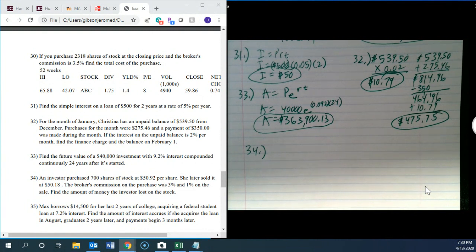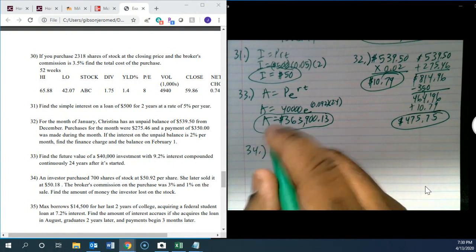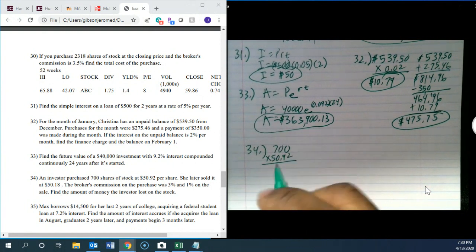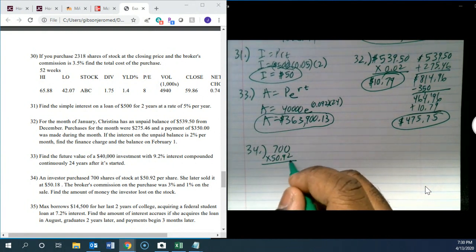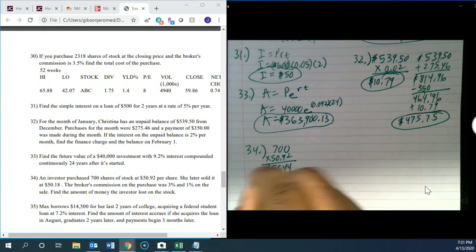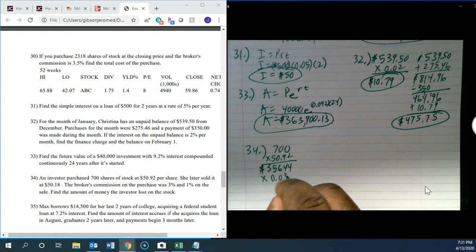Okay, now, the first thing, we would take our 700 shares and multiply it by the $50.92. So 700 times $50.92 will give you $35,644. Okay, that's how much was spent. But now we have to do the commission. Okay, so now we'll multiply this by 0.03.